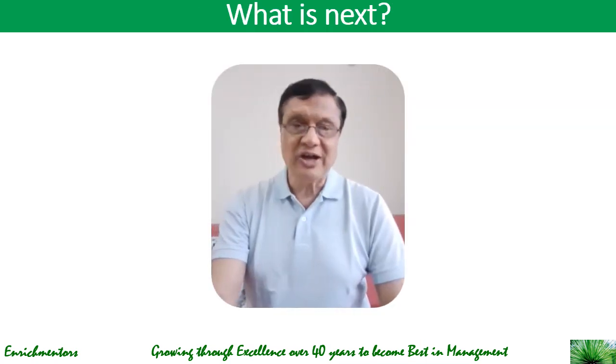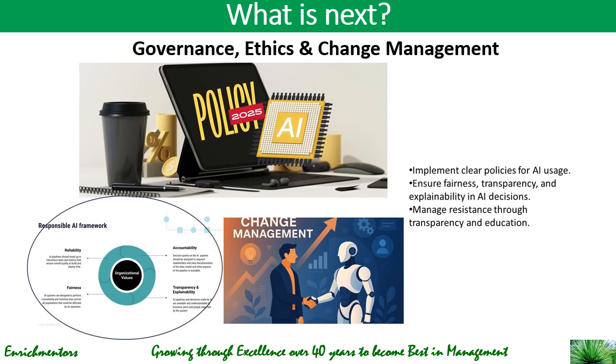So what do we do next now? Having looked at how to implement clear policy usage for AI, we will now take a look at how to ensure fairness, transparency, and explainability in all AI decisions, and that we will do in the next lecture.